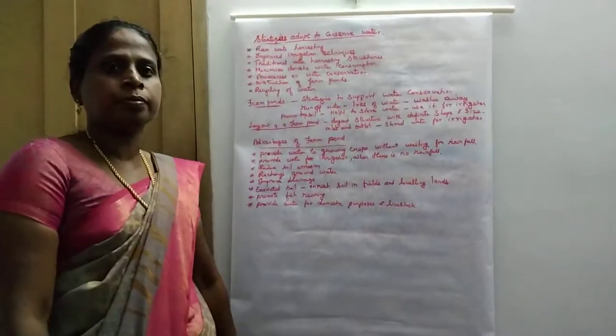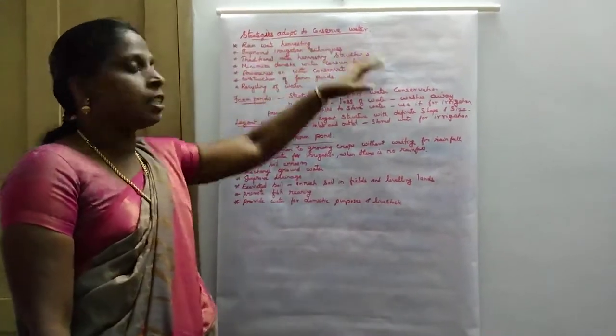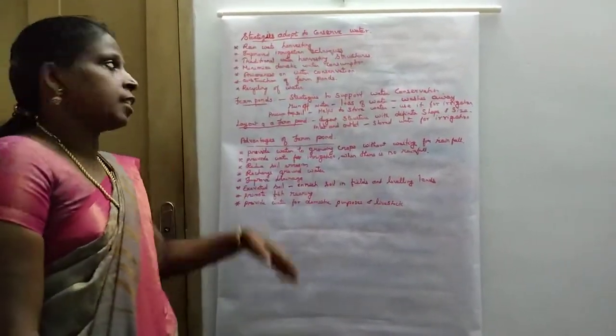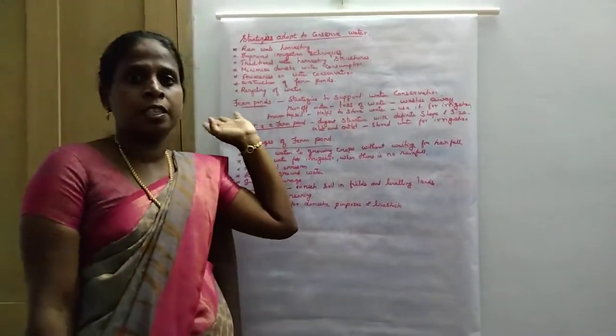So the next heading is strategies adopted to conserve water. See how we can conserve the water. The first one is rainwater harvesting system.